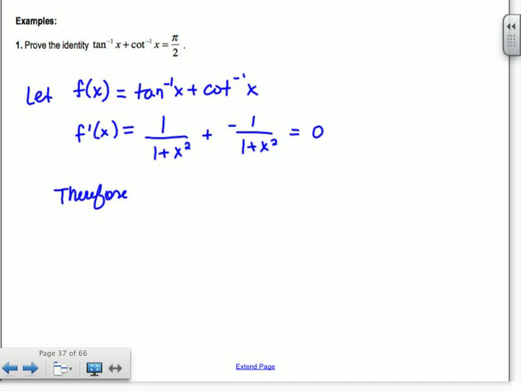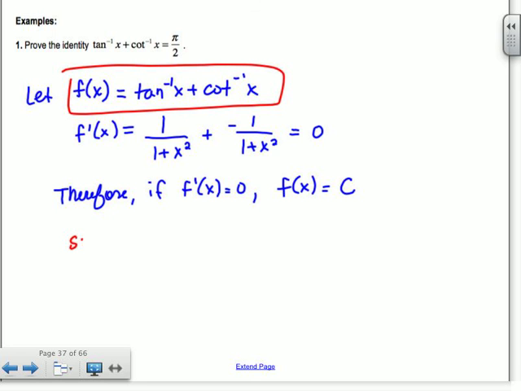Therefore, if f prime of x equals 0, then f of x equals, when you integrate, what gives you a derivative of 0? A constant, right? A number gives you a derivative of 0. So that means inverse tangent of x plus inverse cotangent of x, which was f of x, equals some constant. We can find that constant by plugging in anything for x.